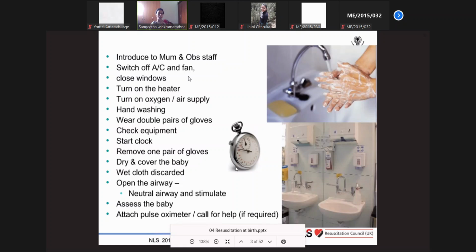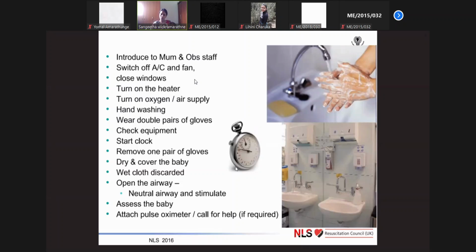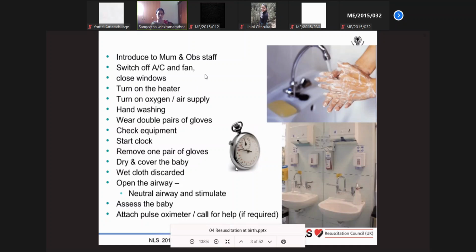And then the first thing you have to prevent is hypothermia, even if it is a term baby or a preterm baby. You can't forget hypothermia, right? If you make the baby hypothermic, then it will lead to another set of sequelae that will be problematic and can even end up in death. So that you have to prevent. That's why all these things.